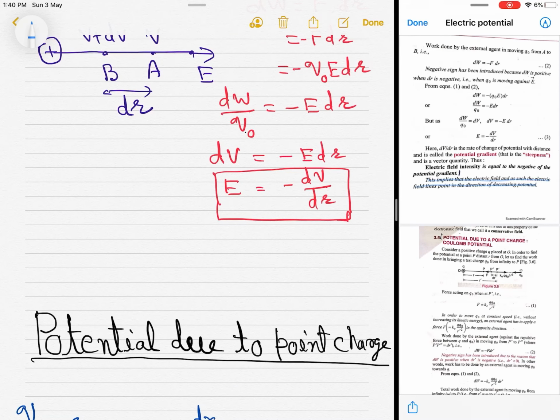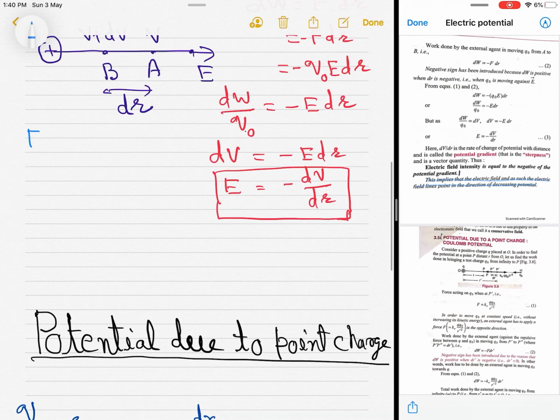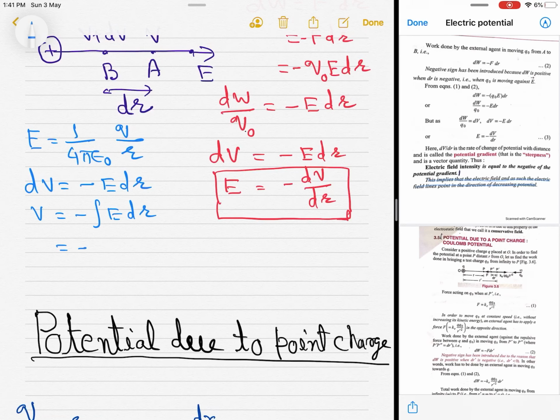So in another way I can find, because we know the formula of electric field due to point charge, that is 1 upon 4 pi epsilon naught Q by R square, and dV is equal to minus E dr. So to find V, if we integrate minus E dr by putting the values of E, 1 upon 4 pi epsilon naught is a constant, its value is 9 into 10 to the power 9, Q by R square will be inside the integral sign, and if we integrate it, then we will get 1 upon 4 pi epsilon naught Q by R.